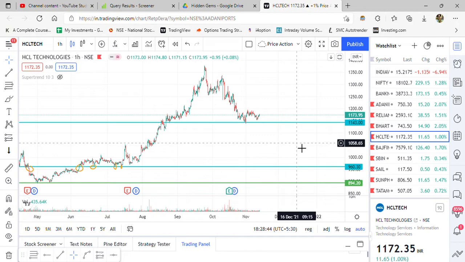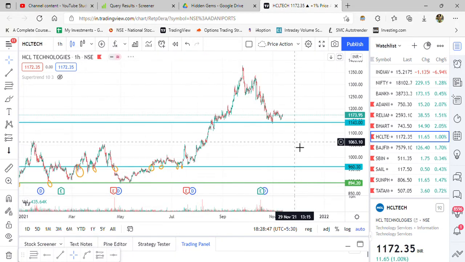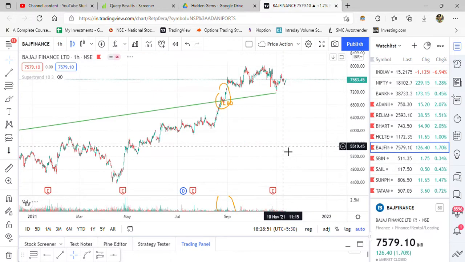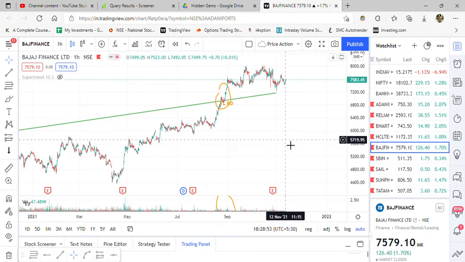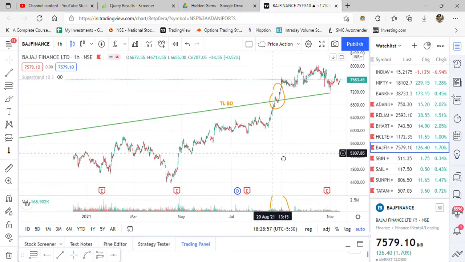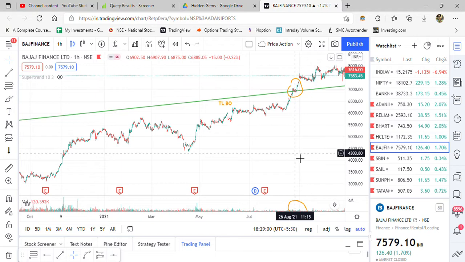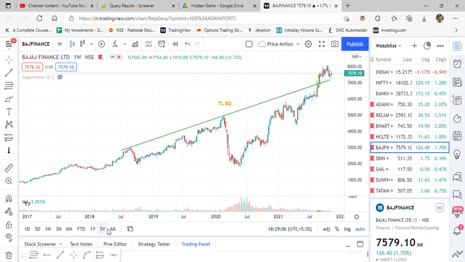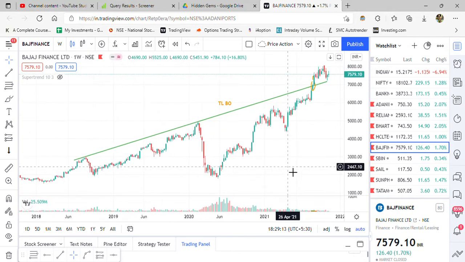Now let's find something in HCL Tech, it is heavily marked. Let's go to, now see this, I had already marked Bajaj Finance. This is the very long time frame trend line I have already marked as my own research.